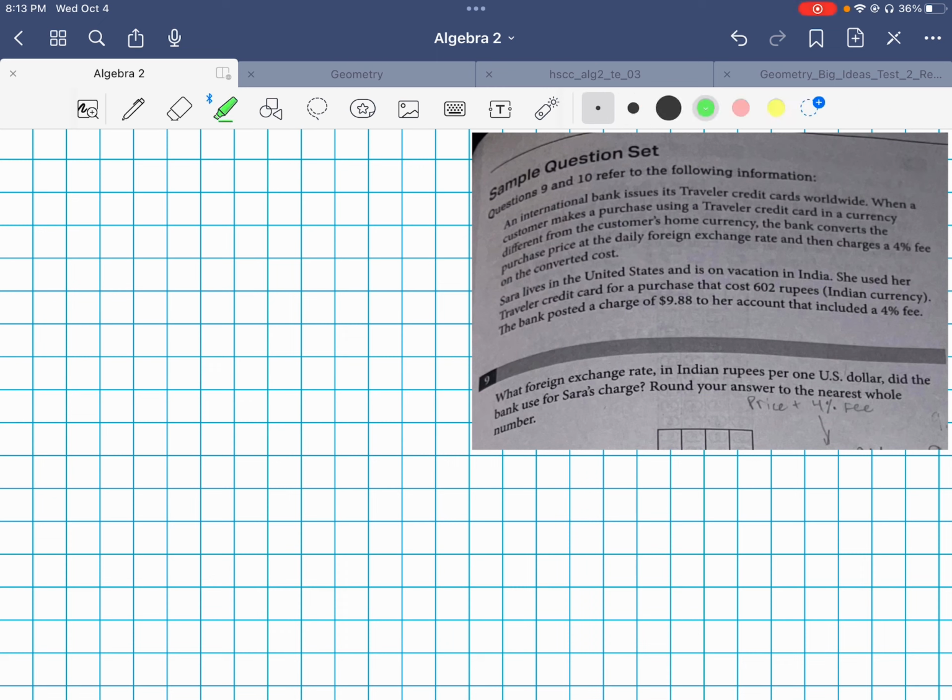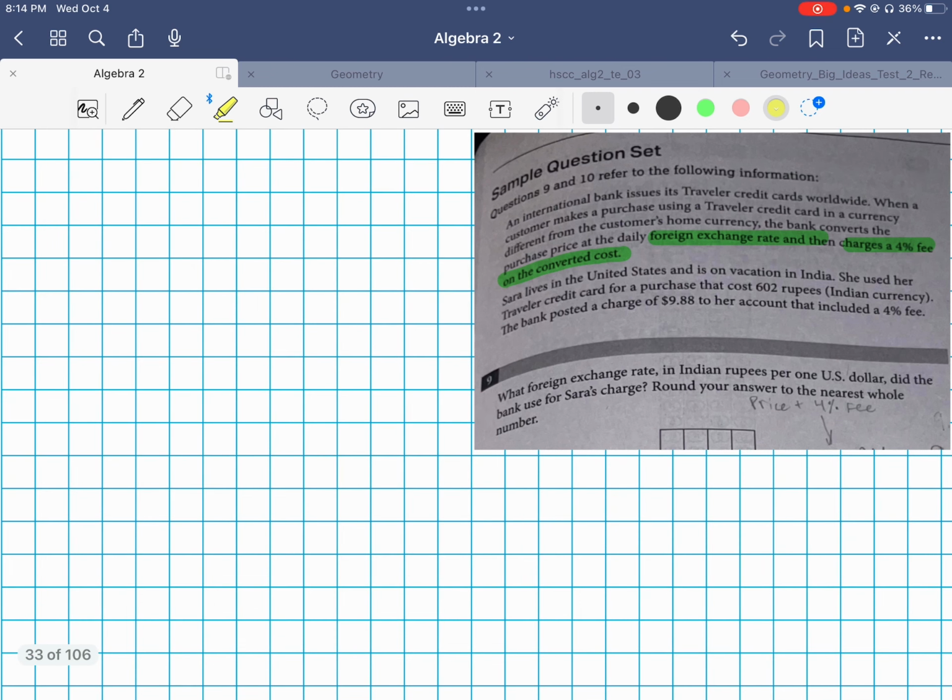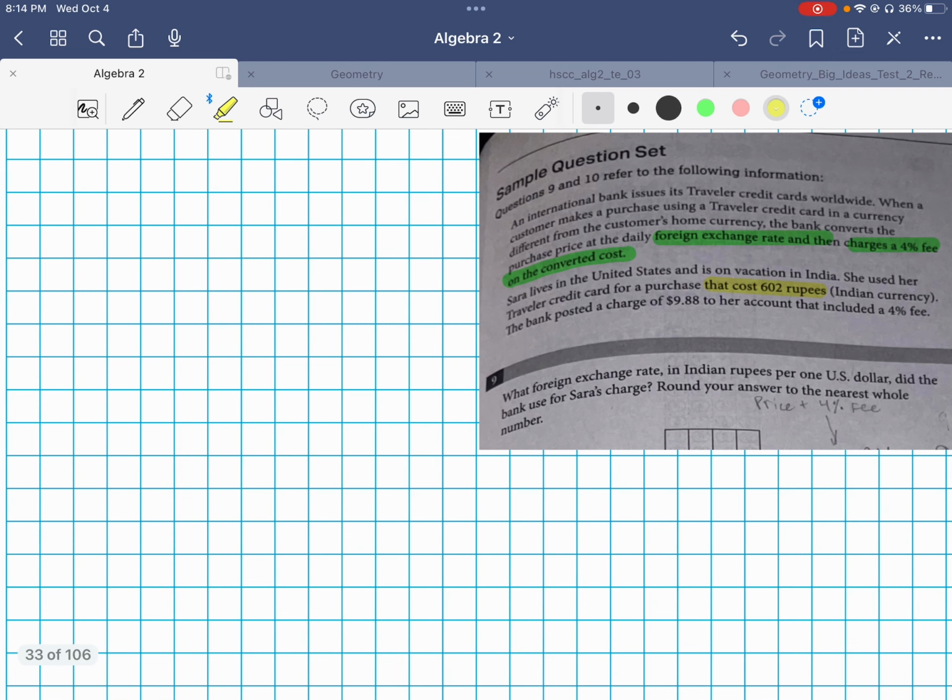So I'm just gonna start by making sure that we understand the question. The first thing is that there is a foreign exchange rate, okay, and then they charge a 4% fee on the converted cost. So the fee is calculated at the end of the cost on the conversion. I'll explain what that means in a bit. Some other things that we find out is that Sarah purchases something for 602 rupees, and then the bank posts a charge of 988, and that includes the 4% fee.